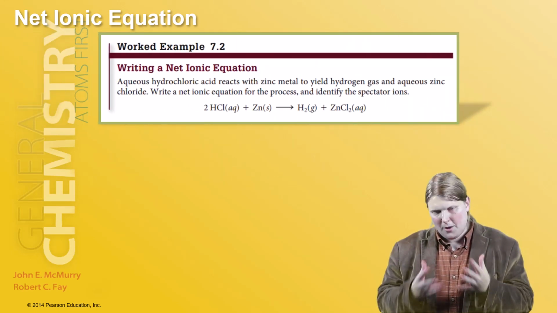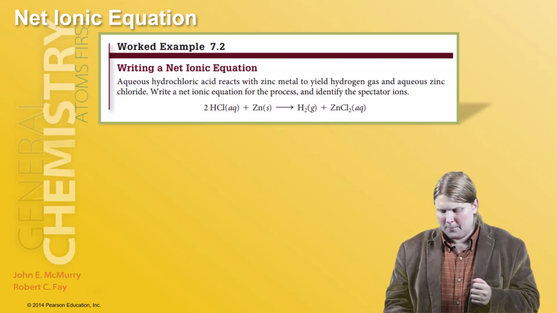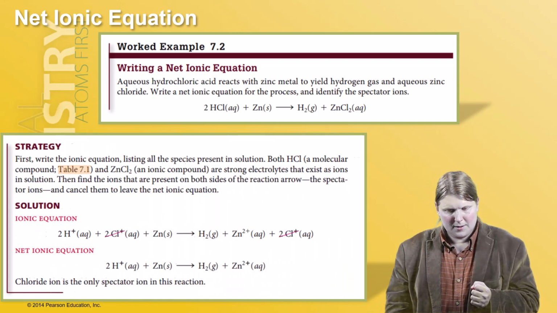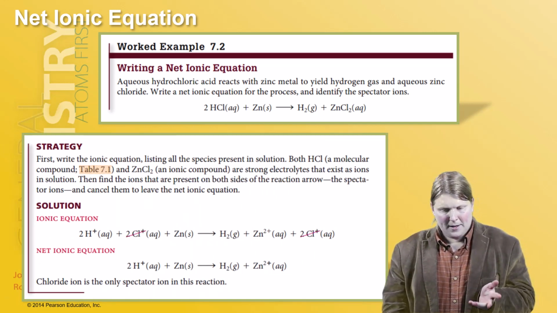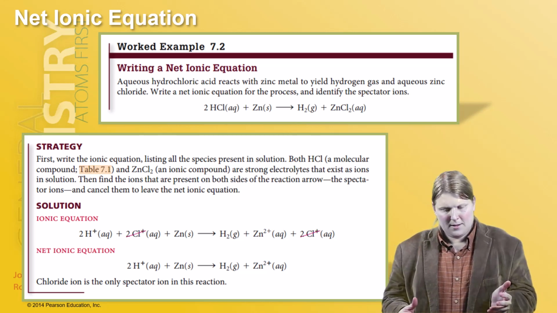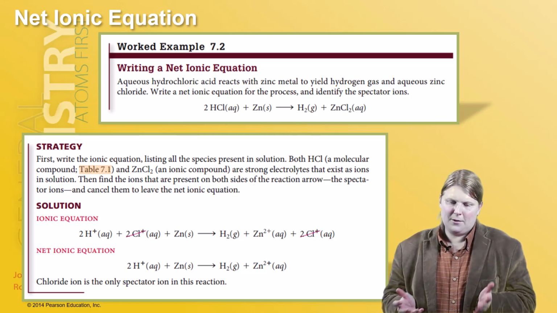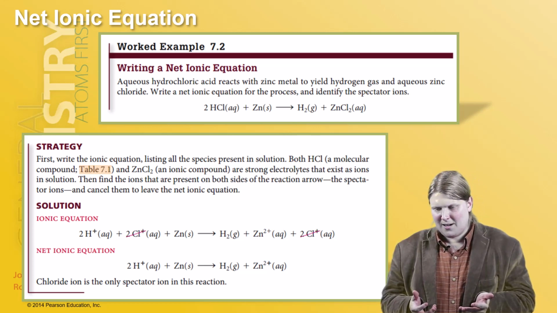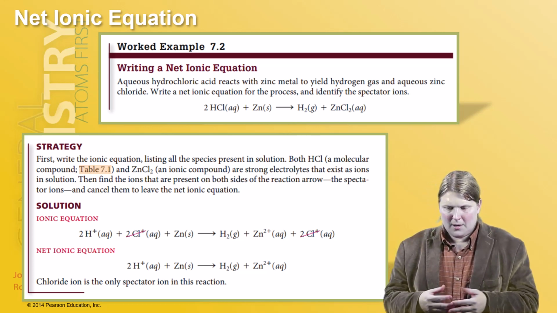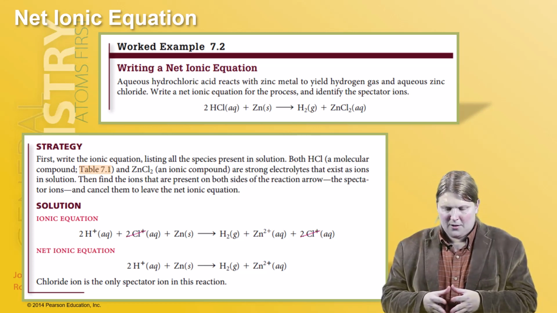So here's another example, a worked example, again from 7.2 in the text. And they give us a little breakdown strategy where they write out everything as ions to help identify what the spectators are. Again, that's not always necessary in every case, right? So again, we're looking for something that ends up changing phase.